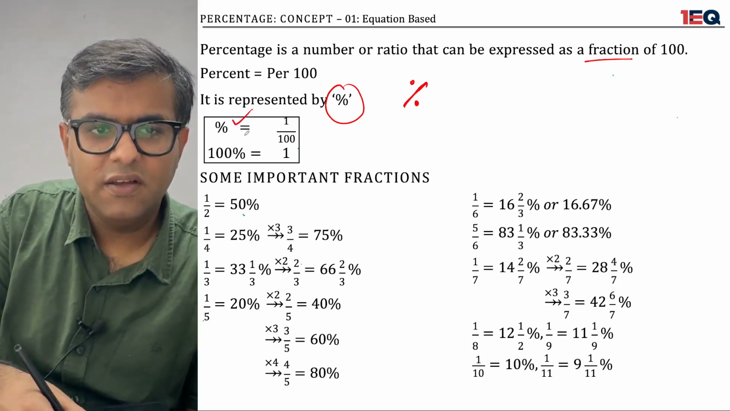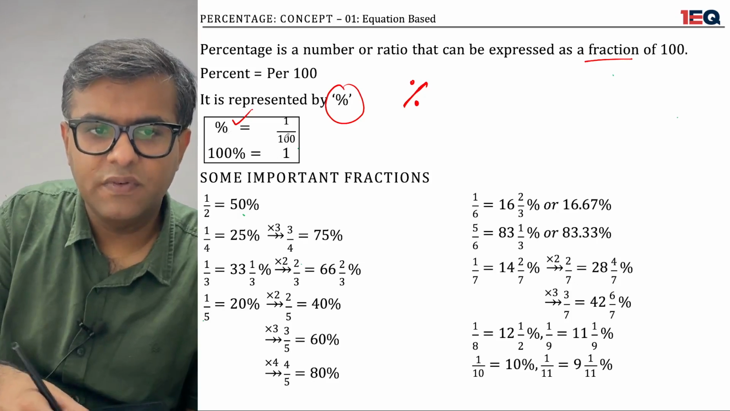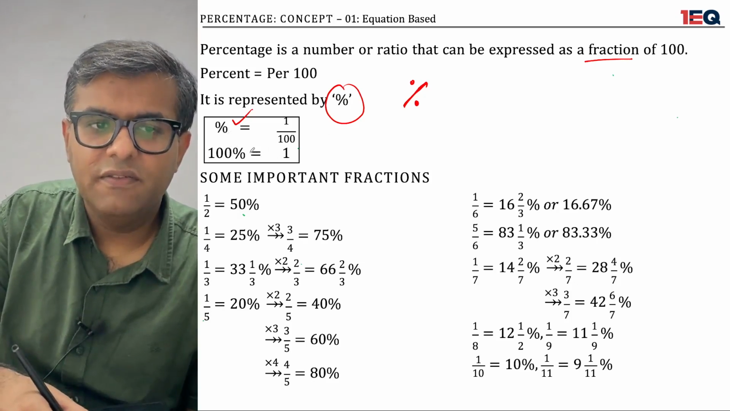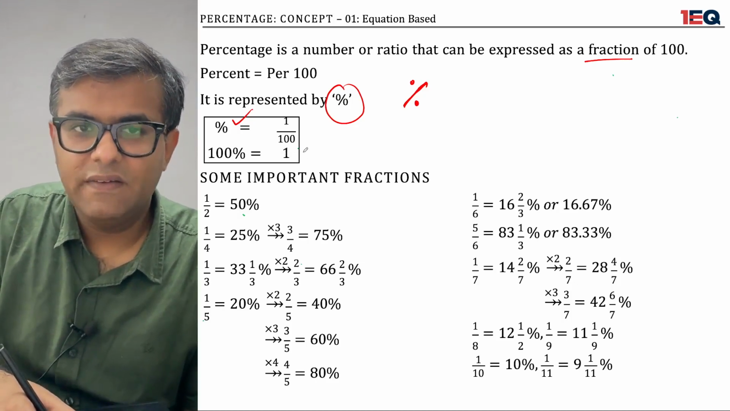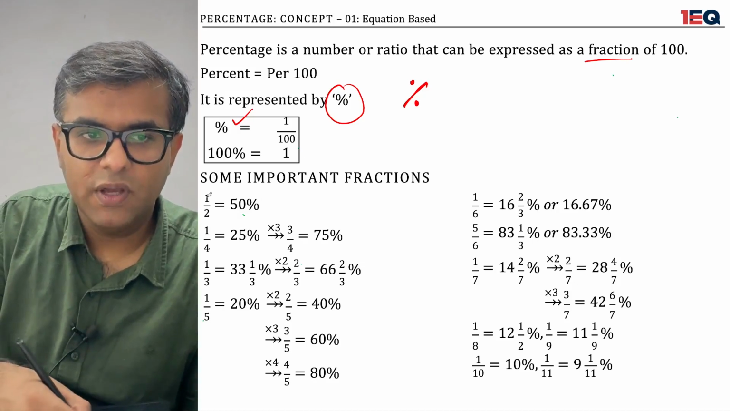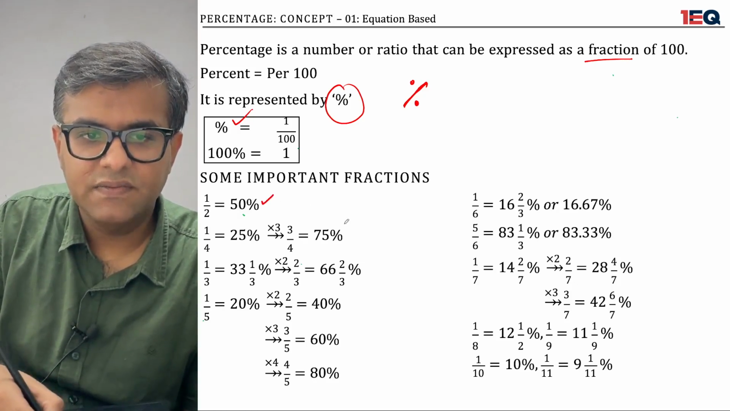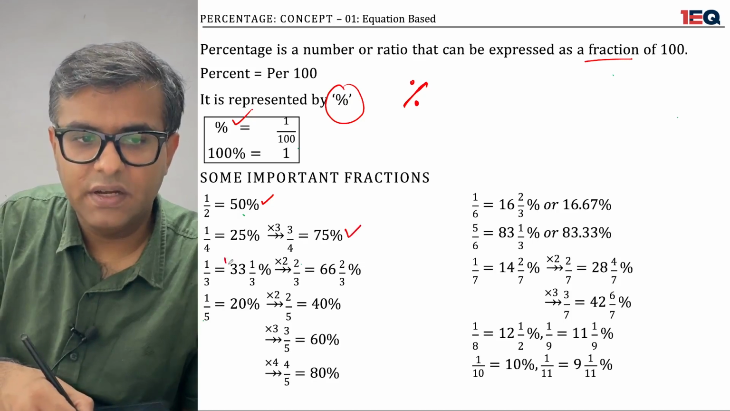If I have a percentage and I wish to remove it, I will have to divide by 100. If I don't have a percentage and I wish to bring percentage into the picture, then I will have to multiply by 100. Okay, these are some important fractions; we've done them.